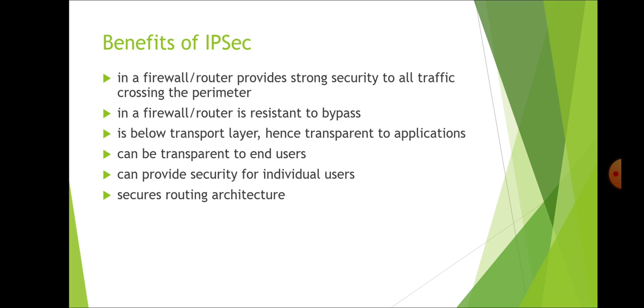Now, what are the benefits of IP security? In a firewall or router, it provides strong security to all traffic crossing the perimeter. In a firewall, the router is resistant to bypass. Being below the transport layer, it is transparent to applications, and can be transparent to end users. It can also provide security for individual users.